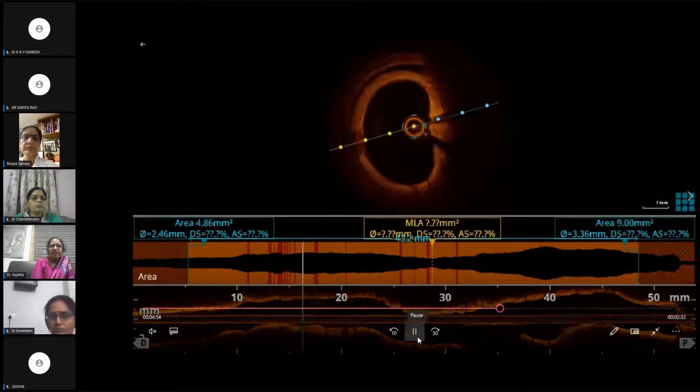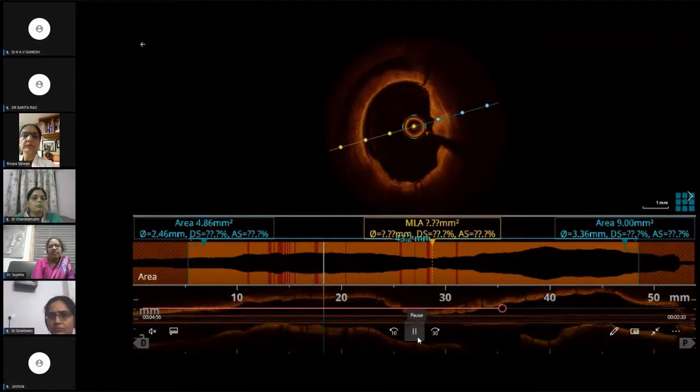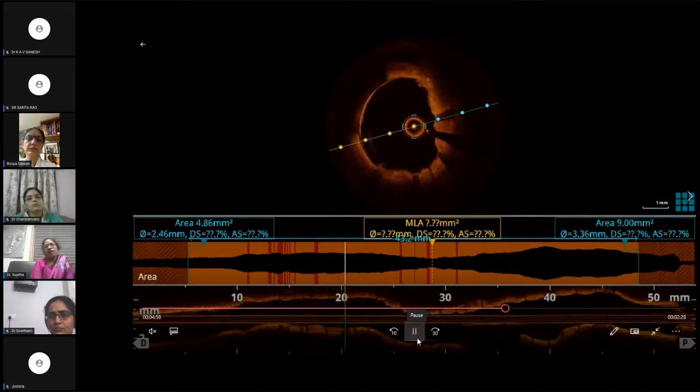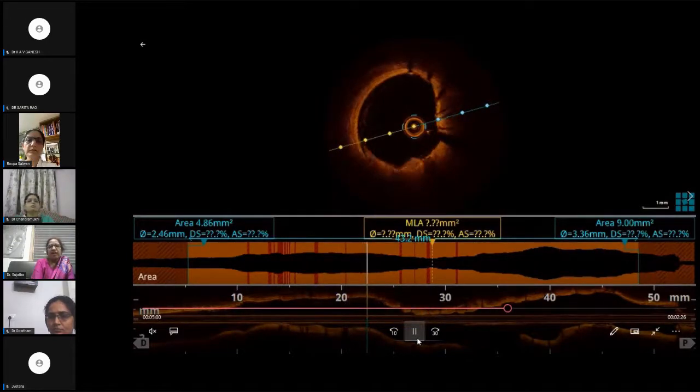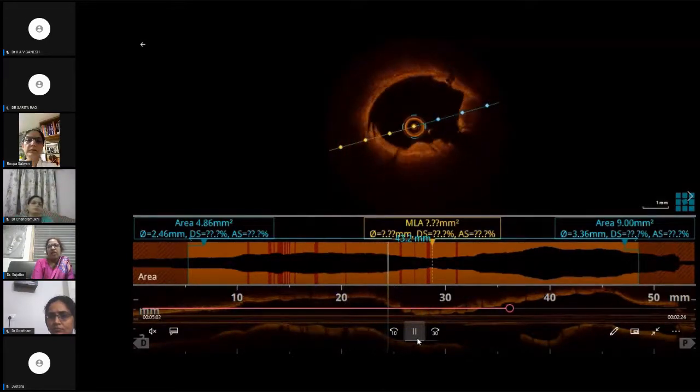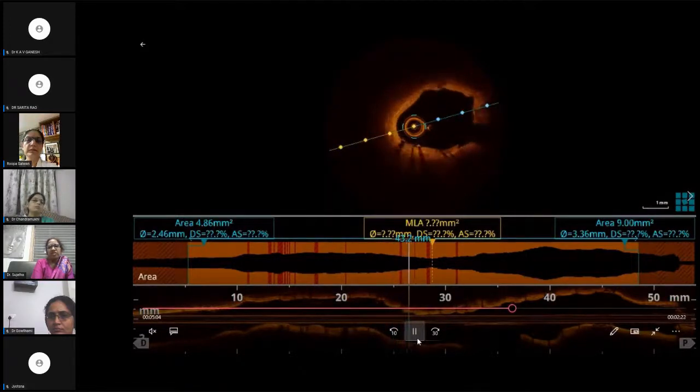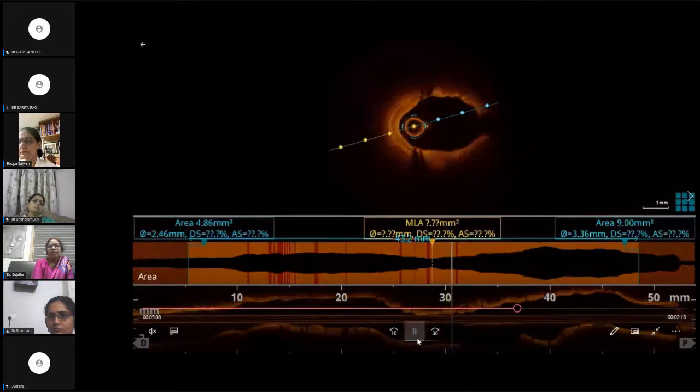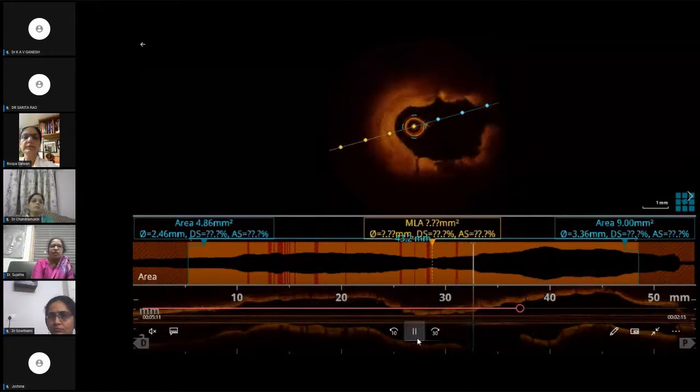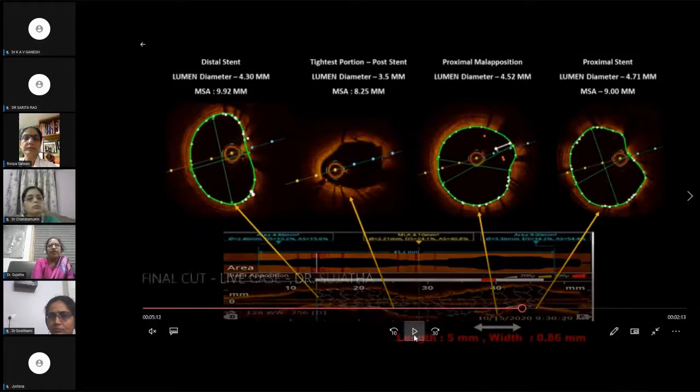As you can see, we did the post-PCI imaging, and again now it is the max. There is no medial dissection, and we look at the apposition, and we look at the expansion. So these are the three things to optimize the PCI. We strategized already how to optimize the PCI. You can see that distally we got very good diameters. The MSA which we are hoping for is more than 4.5.